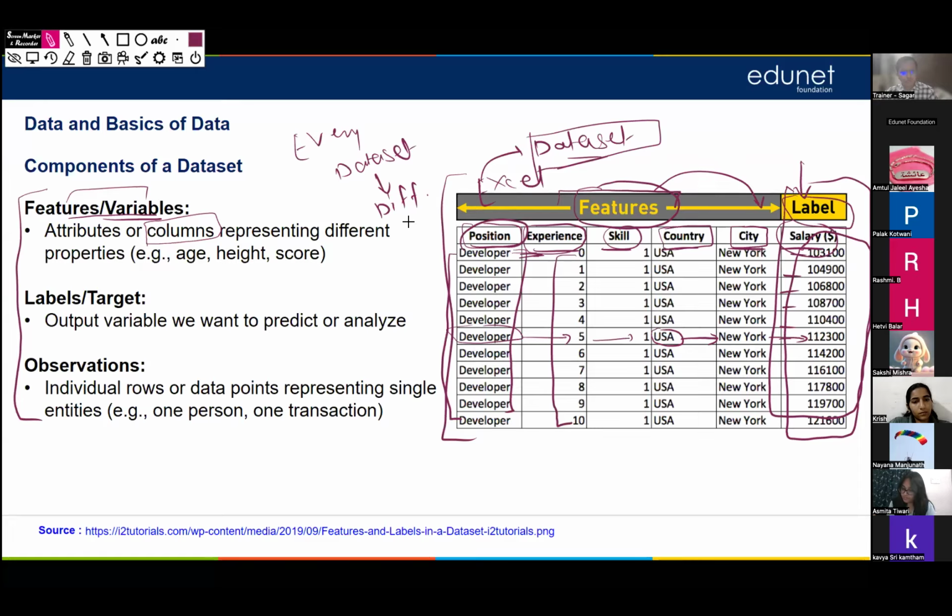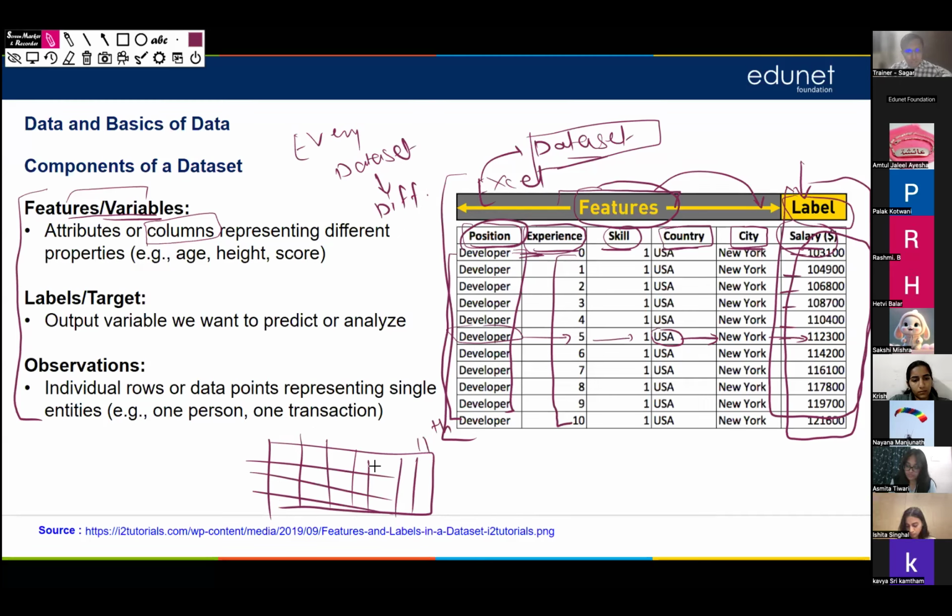It can be so many other things. For example, this is another data set. We'll quickly take another example. Let's say all of you have passed 10th and all of you want admission in 11th. Now, for 11th, some colleges might need 80% in your 10th. Some might need 85. Some might need 90.